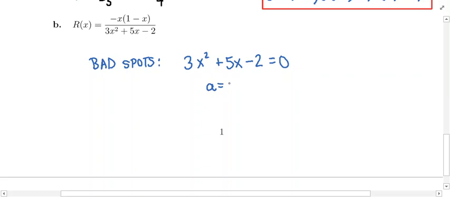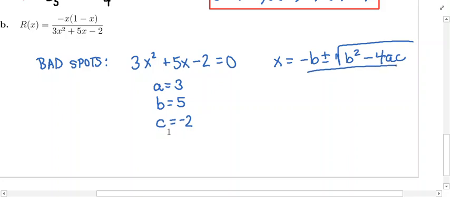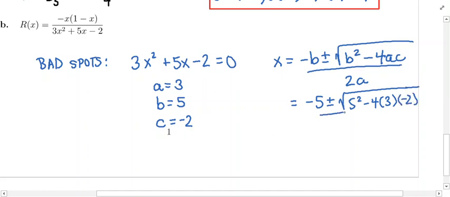So a is going to be 3, the number in front of x squared. b is going to be the number in front of x, which is 5. c is the constant, which is -2. We're going to plug all of this into x equals -b plus or minus the square root of b squared minus 4ac all over 2a. So that's going to give us -5 plus or minus the square root of 5 squared minus 4 times 3 times -2 all over 2 times 3.